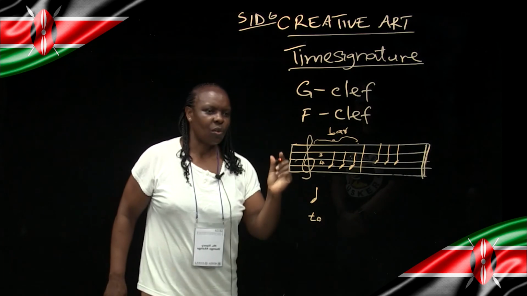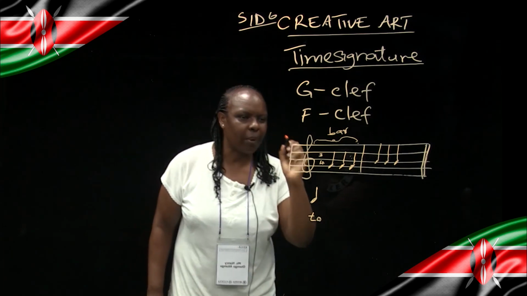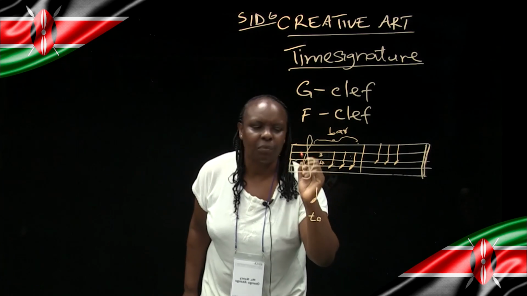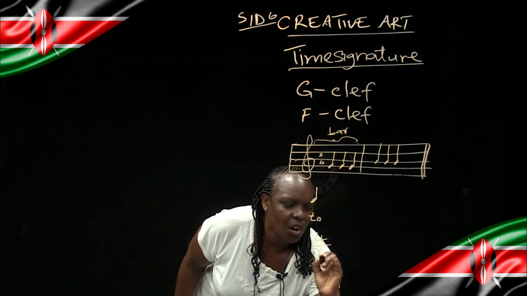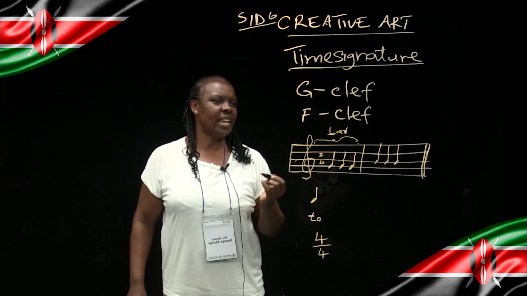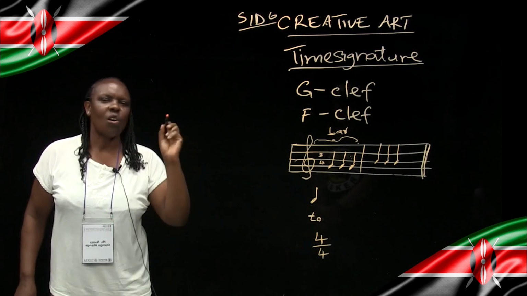And therefore, for your homework, you prepare a music staff with a time signature of 4/4, meaning that in every bar there will be 4 crochet beats.